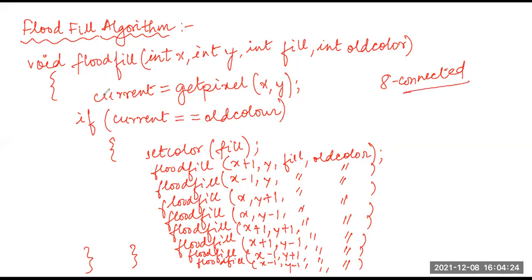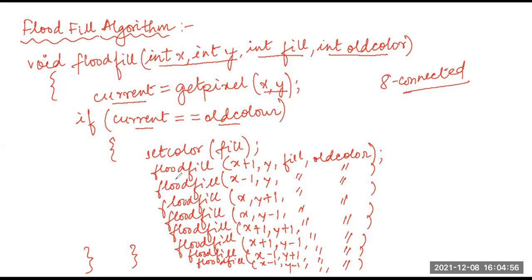Fine. What will this algorithm take? The algorithm will take a coordinate which is inside the region of my polygon. It will take the value of the color which I want to paint the region with. It will take the value of my old color. It will take the current value of the coordinate which I have provided. If that coordinate is of the old color, then I will fill that coordinate with my fill color.